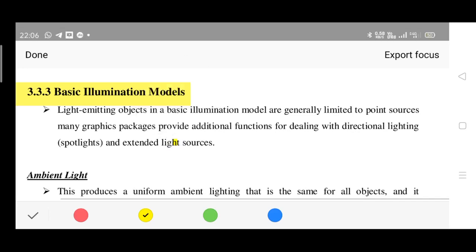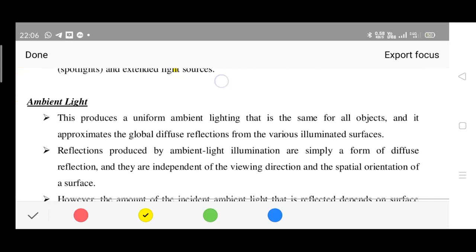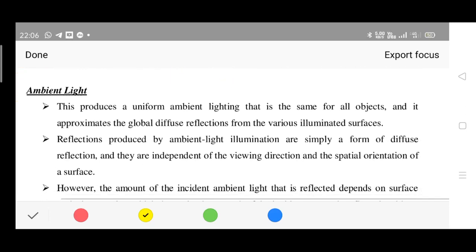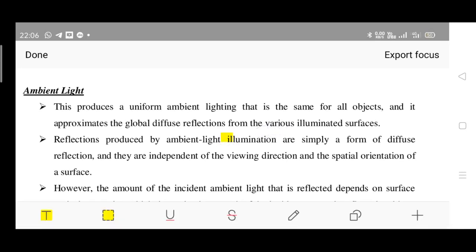There are various properties of illumination models we'll be discussing here. The first one is ambient light. Okay, properties of light, you can say. This produces a uniform ambient lighting. Ambient in the sense uniform distribution. Uniform ambient lighting that is the same for all the objects, and it approximates the global diffuse reflection from various illuminated surfaces. For ambient light, the entire surface looks the same.